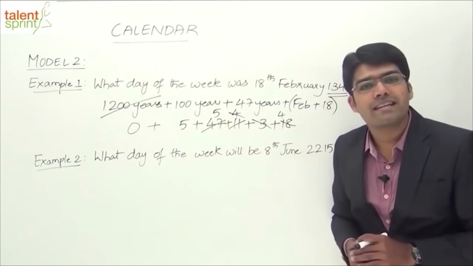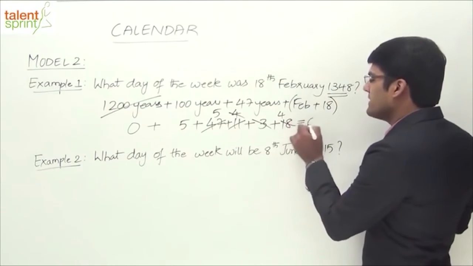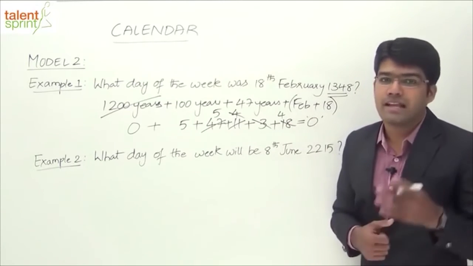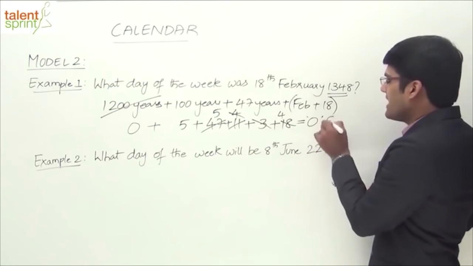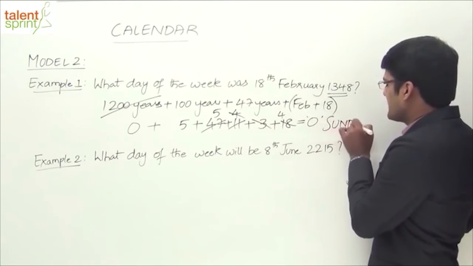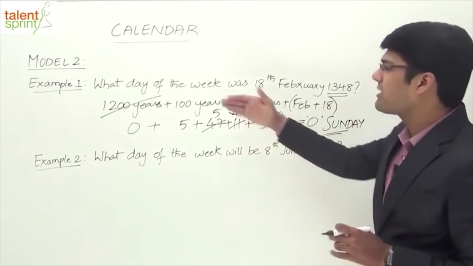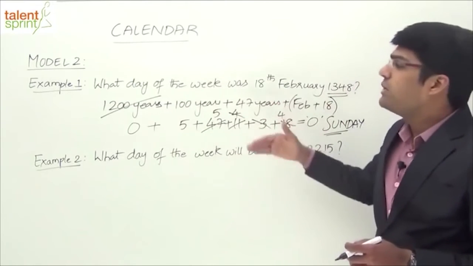Again 14 odd days is equal to what? 0 odd days, because 14 odd days is 2 complete weeks. So we are getting the total number of odd days to be 0. And 0 refers to a Sunday. So we can say that 18 Feb 1348 was a Sunday. So that's the calculation which we need to do, right? You need not write all these individual parts while solving it in the exam. It is only for your understanding, right?